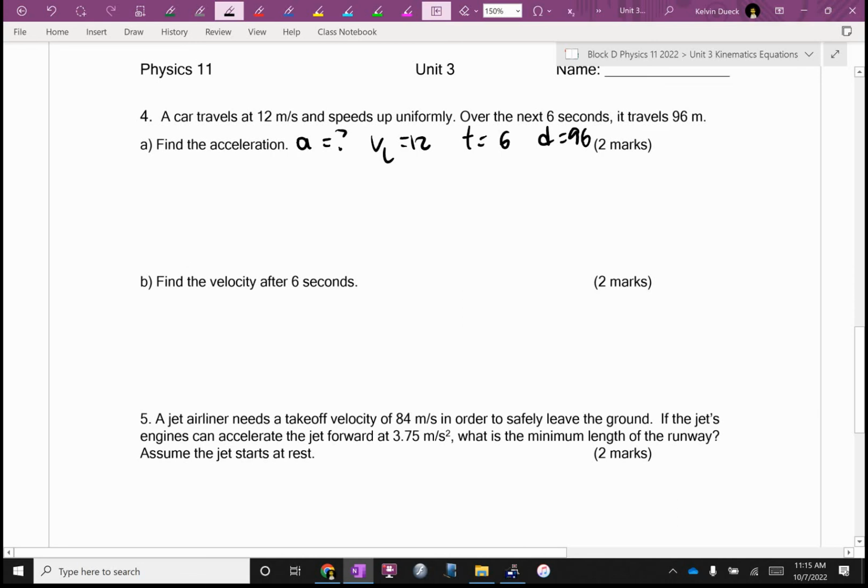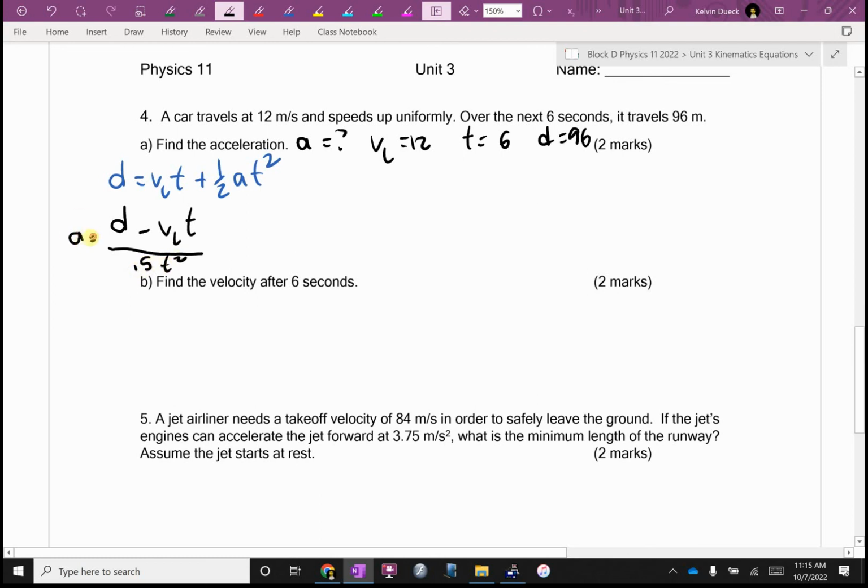Because this one is a bit more difficult, I might be tempted to write out D equals VIT plus a half AT squared. What are we trying to get by itself? So the D is going to drop down like a domino. Then I do my adding and subtracting. I would minus VIT. And then I would do my dividing. Divide by 0.5 T squared.